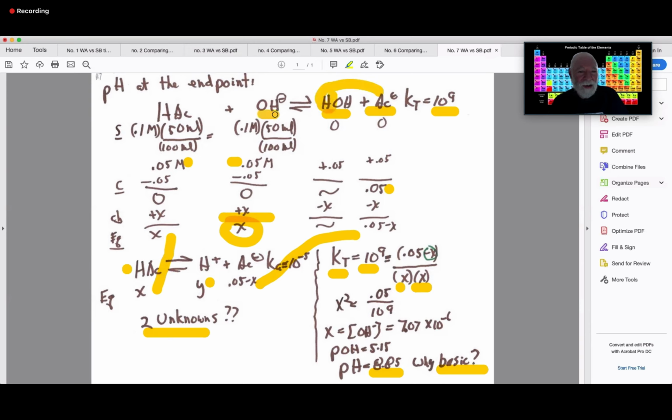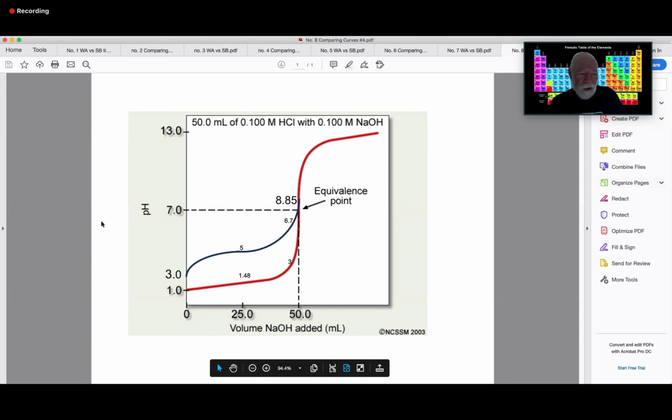Isn't that kind of weird? So even though it's neutralization between acid and base, we get some extra hydroxide. Therefore, that's why the pH is basic. Interesting, don't you think? Okay, so here we are so far.